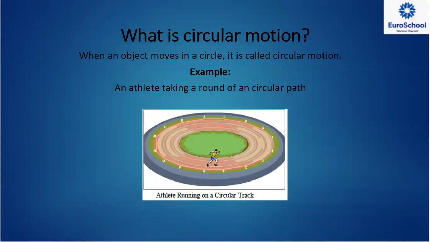When an object moves in a circle, it is called circular motion. Example, an athlete taking a round of a circular path. Look at this athlete here. He's moving in a circular path because this track is in the shape of a circle. Athlete is taking a round of a circular path. So you can say the athlete here is in circular motion.